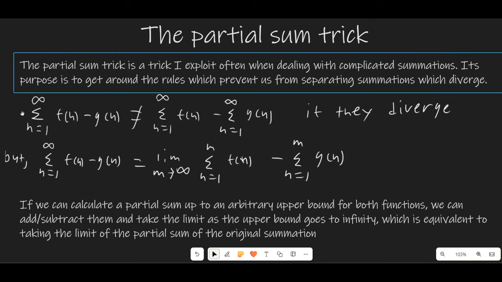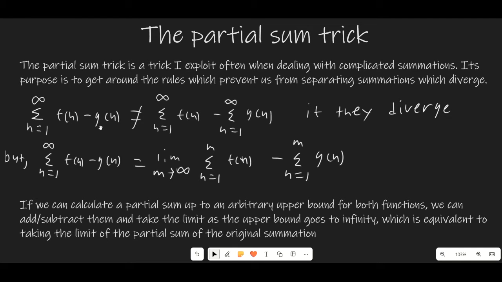So, for example, if we have the sum from n equals 1 to infinity of f of n minus g of n, and we can easily calculate both of these summations, it's not going to be equal to the difference of the two separate summations if one of these diverges or if both of them diverge. Or I guess both of them would have to diverge.